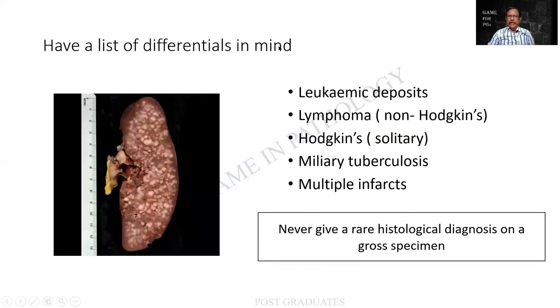And as I mentioned earlier, have the differentials in mind. Earlier also I had shown you this picture under amyloidosis. So it can be like this. It can be leukemic deposits, it can be a lymphoma, it can be Hodgkin's, it can be miliary tuberculosis, multiple infarcts, or a sago spleen itself in amyloidosis. In all these conditions, I find that there can be multiple nodules. So from this, it is not possible to make a diagnosis of benign or malignant, neoplastic or non-neoplastic.